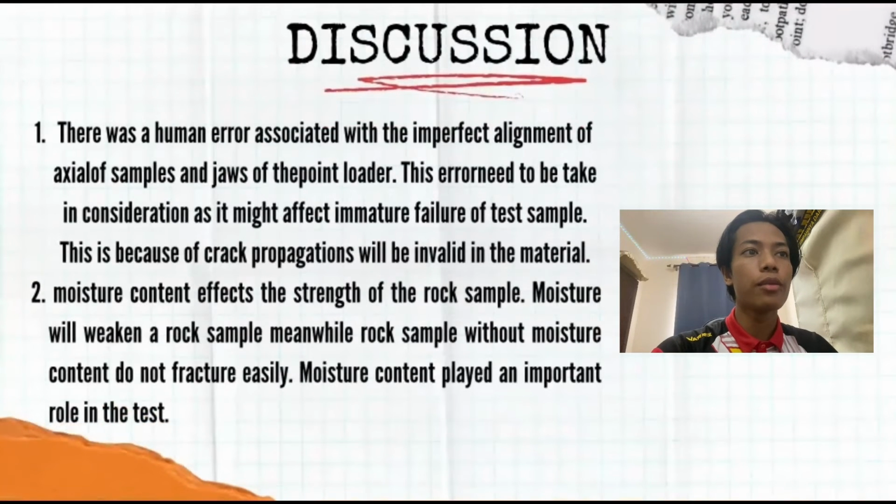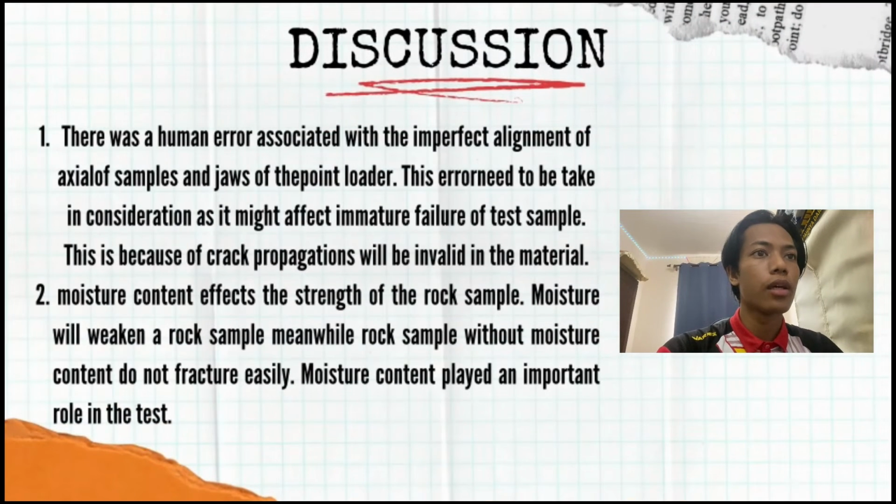So now, let's move to the discussion of the experiment. At the end of the experiment, we obtained the unconfined compressive strength for the 3 samples used. In this experiment, we can observe that there was human error associated with the imperfect alignment of the axis of the sample and the joints of the point loader. This human error must be taken into consideration as it might cause premature failure of the test sample, because crack propagation will be invalid in the material.